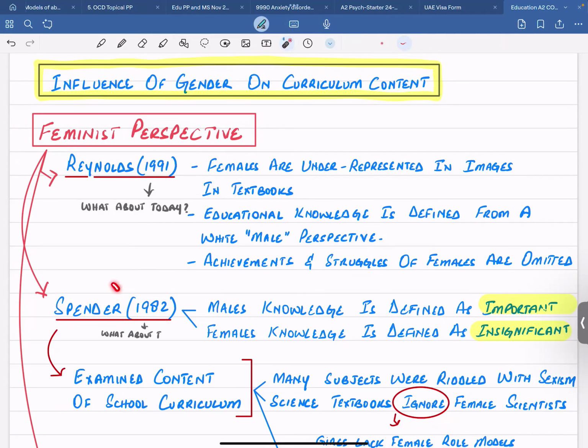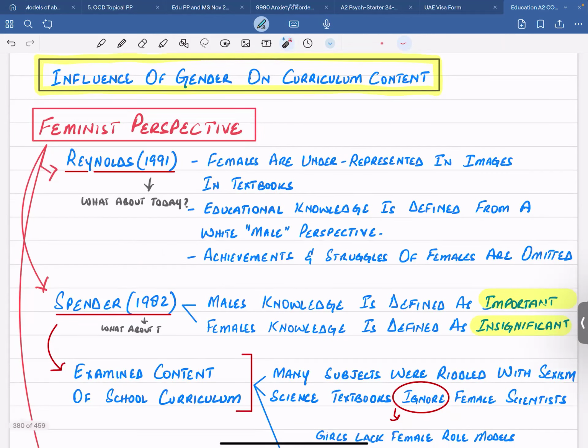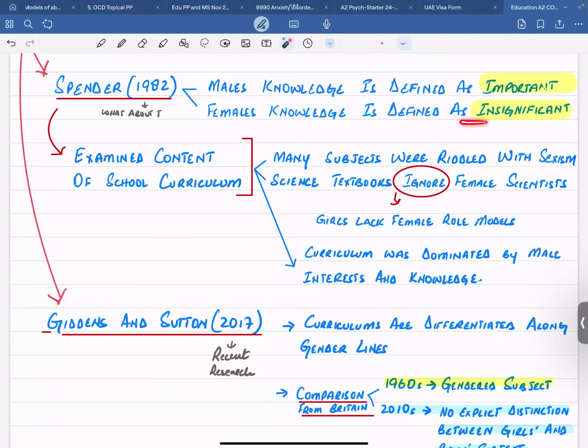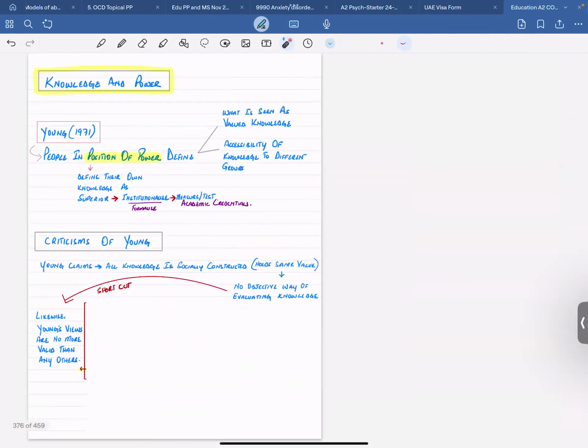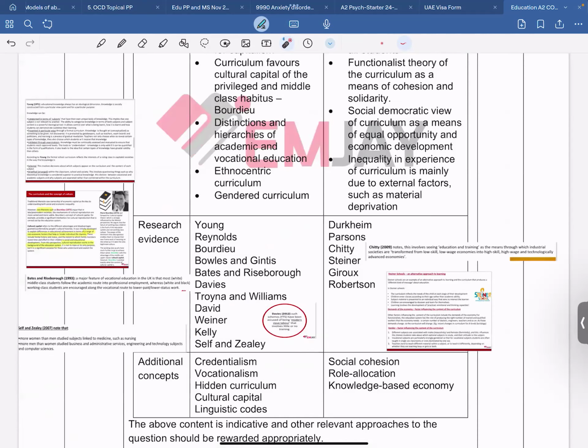Additionally, you could give an example of Dale Spender, what Dale Spender thought. Male knowledge is defined as important, female knowledge is defined as insignificant. I mean, you could go on and on. There's so much that could possibly be written in a question of this sort. Like I said, I could go on, but the duration of this video would exceed.